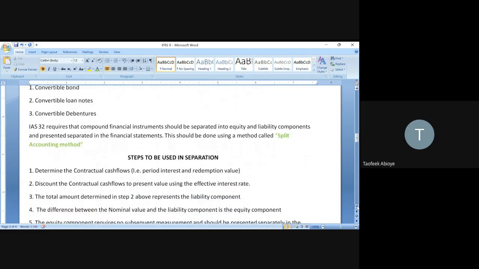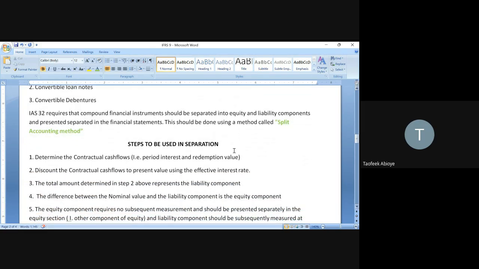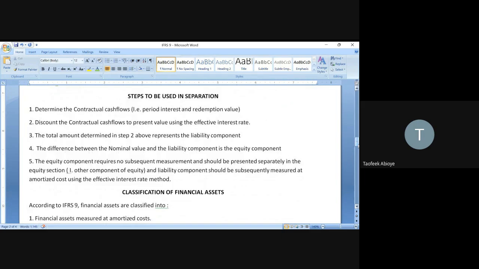Now, there are steps in separation. How do we separate it? Number one is to determine the contractual cash flow. What is the contractual cash flow? When you buy a financial liability, you are going to be paying interest and you must redeem that money. That means the redemption value. At the maturity period, you return the money to the person that bought it. That is the redemption value. Then we discount it to present value using the effective interest rate. All these steps, we can actually understand when we start solving the question.